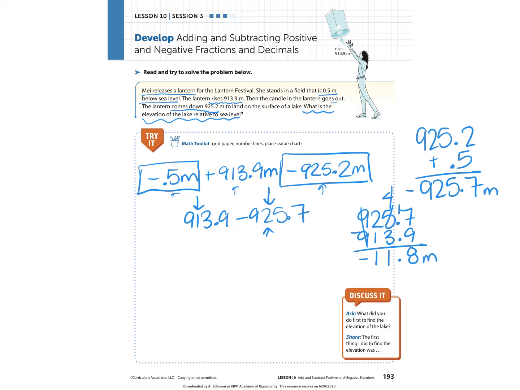What does that mean, though? It says, what's the elevation of the lake? So the lake is 11.8 meters. Now, is it above sea level or below sea level? Since it's negative, we're going to put below sea level. To me, that's the easiest way to do this problem, to just write it out. If you're someone that likes to draw the picture, you absolutely could do that. But this is the way that makes sense to me. On the next page, which I'm not actually going to go through with you, you'll see what the picture would look like if you wanted to draw it out.